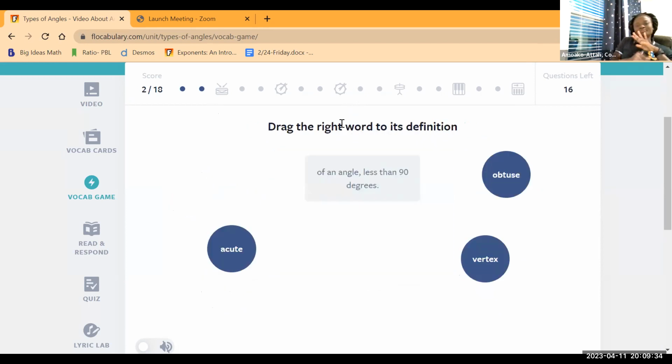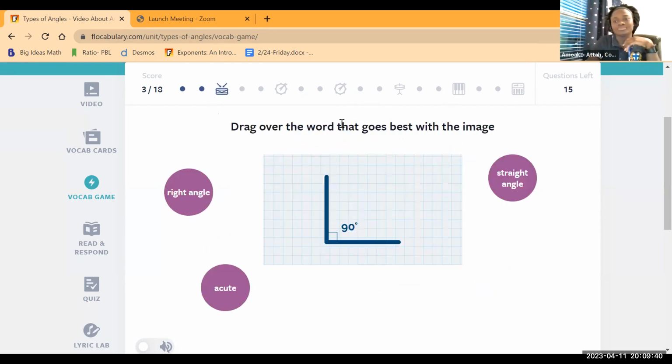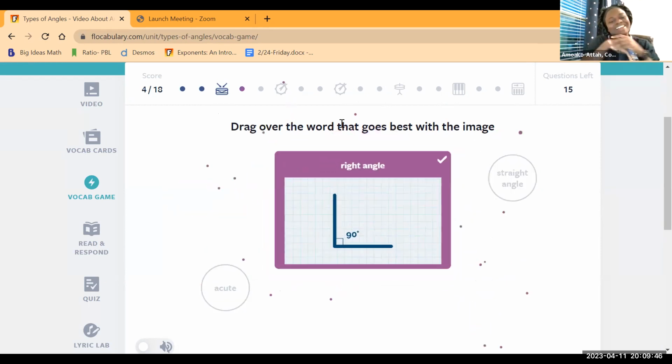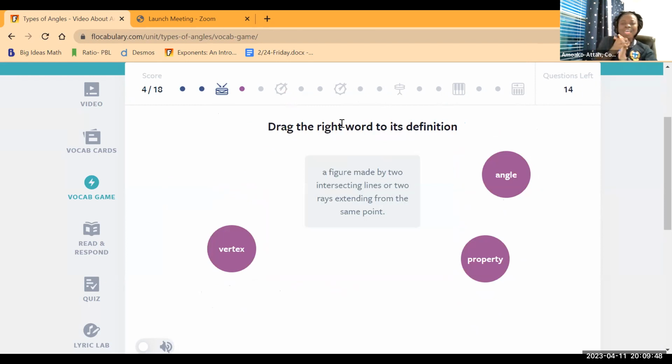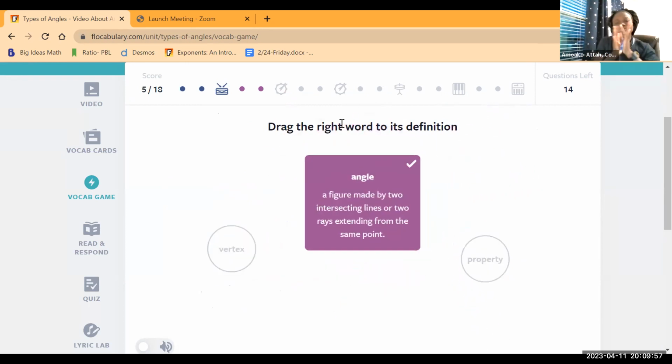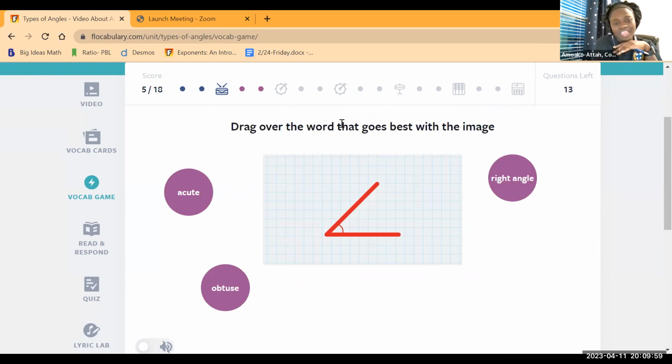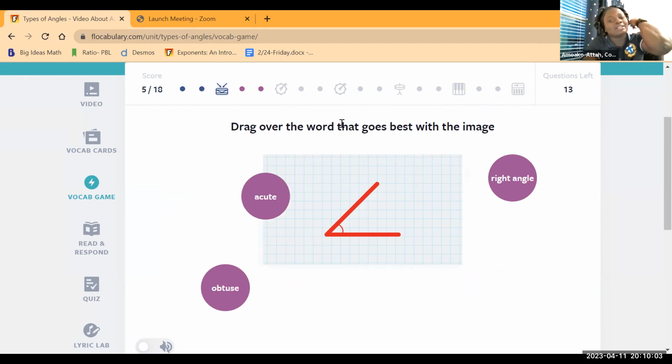Okay. An angle that is less than 90 degrees is called an acute angle. Okay. How do you call this? Good job. A right angle. A figure made by two intersecting lines or two rays extending from the same point is called an angle. Okay, so how do you call this? It's also an acute angle.